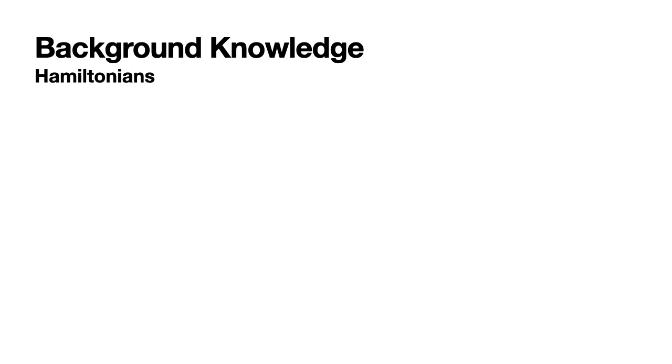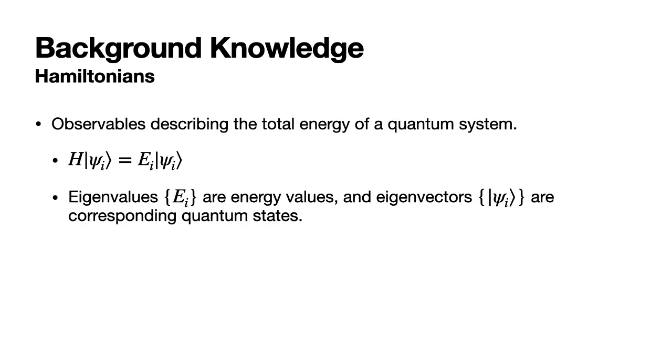Let's start by visiting the concept of Hamiltonians in quantum mechanics. As the slide states, Hamiltonians are just observables that describe the total energy of a quantum system. The Hamiltonian is represented by an operator or matrix. Its eigenvalues correspond to the allowed energy values or levels that the system can have. And the associated eigenvectors represent the quantum states at each of those energy levels.